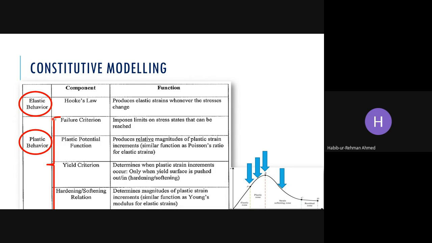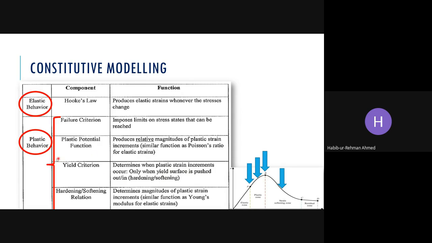Now, what are these? For example, you can see here the yield criterion. So where is the yield criterion over here? You can see here, this is the yield criterion. So we have a yield point here, and we have to define what the yield criterion is. In mathematical terminology, there will be a relationship we will call the yield criterion, which will define the yield point. It determines when the plastic strain increments occur, only when the yield surface is pushed out in hardening or softening. So this is the yield criterion.